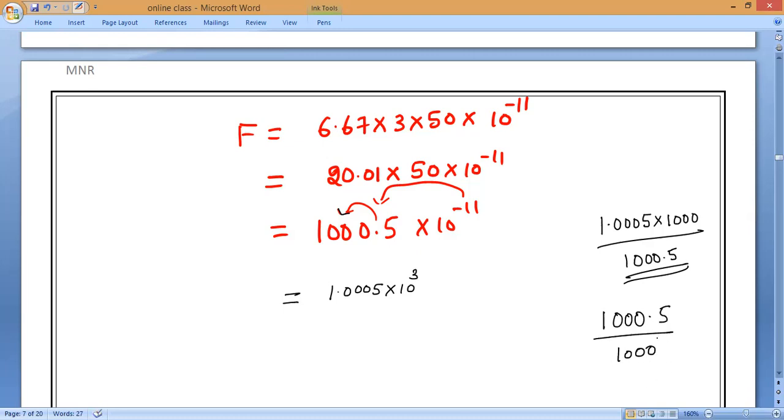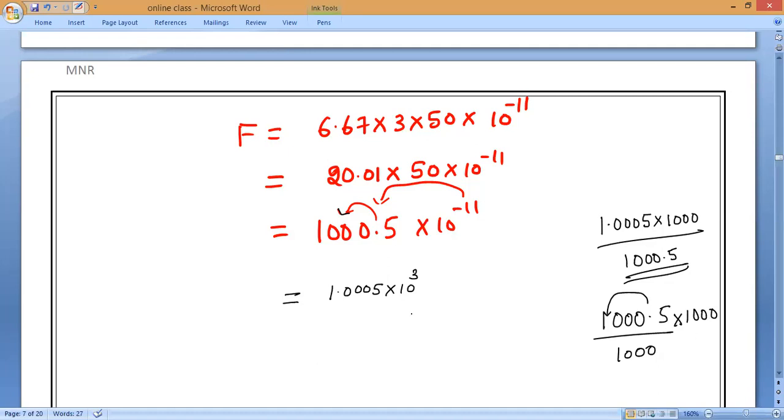So what will happen? So that the decimal will come here. Nothing is there. Do you understand, everybody? Sir, how are you doing this? I am multiplying and dividing with 1000. Is it okay, Omar? Now, are you happy? I am multiplying 1000.5 with 1000 and 1000 both.